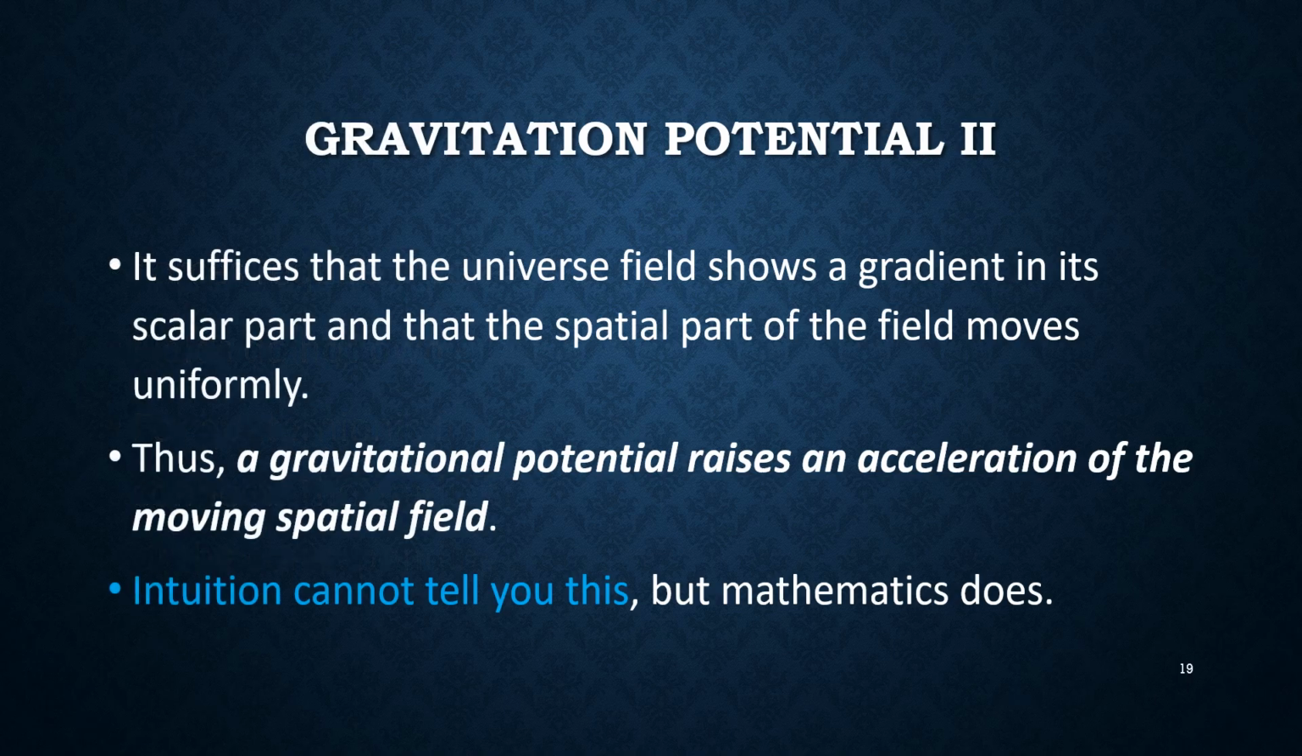It suffices that the universe field shows a gradient in its scalar part and that the spatial part of the field moves uniformly. Thus, a gravitational potential raises an acceleration of the moving spatial field. Intuition cannot tell you this, but mathematics does.